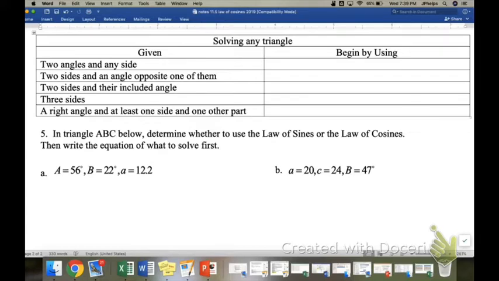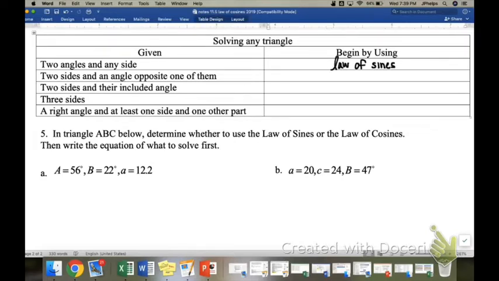This first case is if we're given two angles and any side. Now if we're given two angles, that means that we actually know all three angles because we can just subtract the two angles from 180. And if we know all three angles and one of the sides, then that tells us that we can use the law of sines because we've got an angle and the side opposite of that.